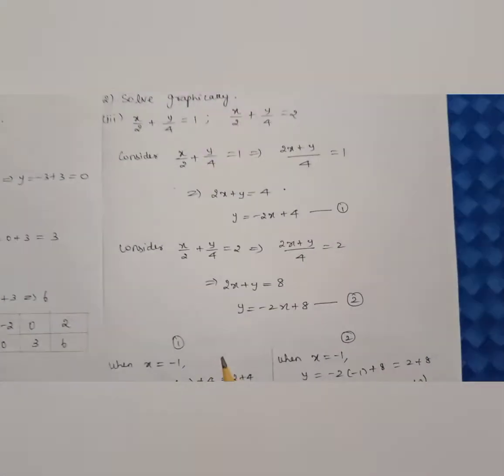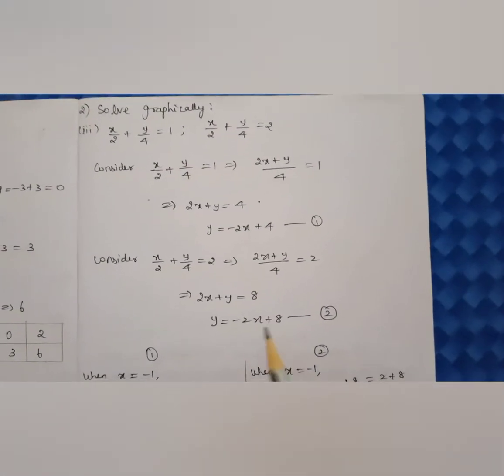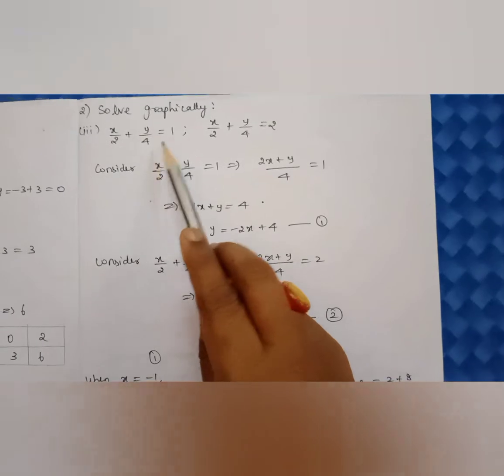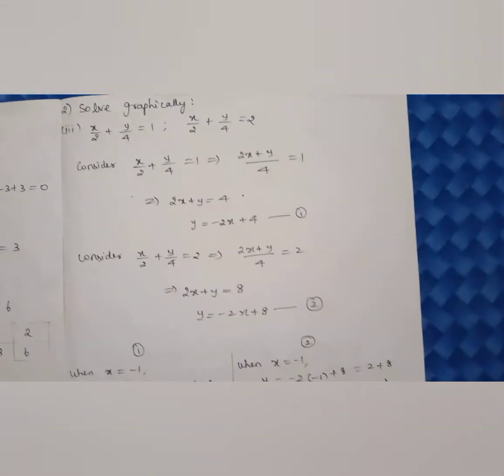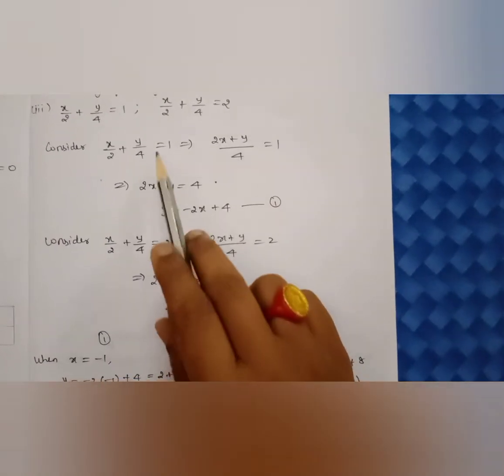Now we'll see the second sum, solving graphically. Okay, see, x by 2 plus y by 4 equal to 1, and x by 2 plus y by 4 equal to 2. You are having two equations. Consider the first equation.